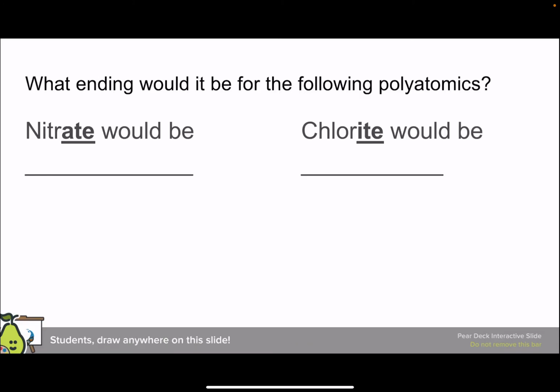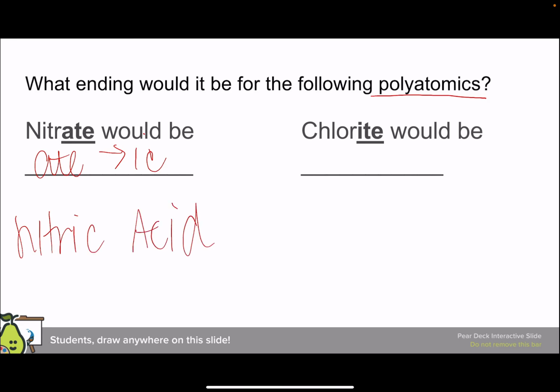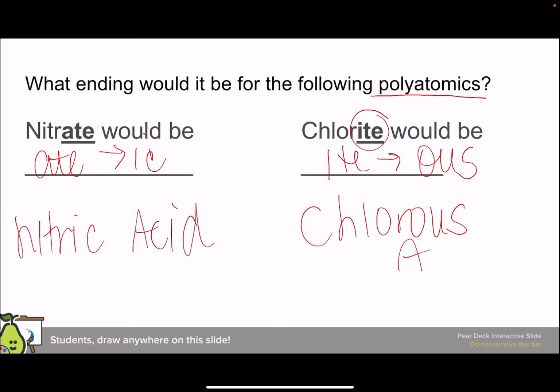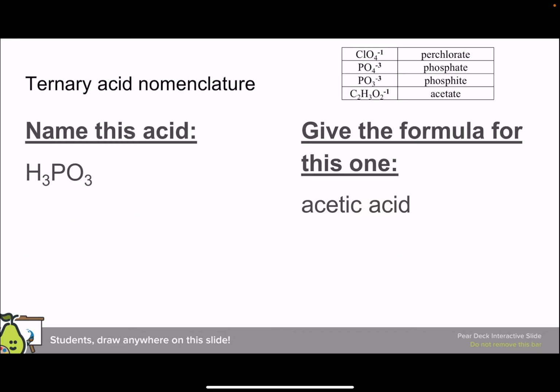Okay, so what ending would be for our polyatomics? So if you ate too much, ate goes to ic. So if we had to name this one, it would be nitric acid. If we have ite, it goes to ous. So instead of chlorite, it would be chlorous, and then its last name of acid. So let's try some.